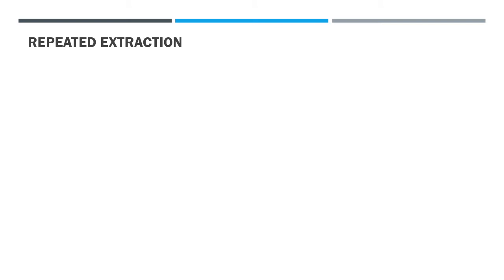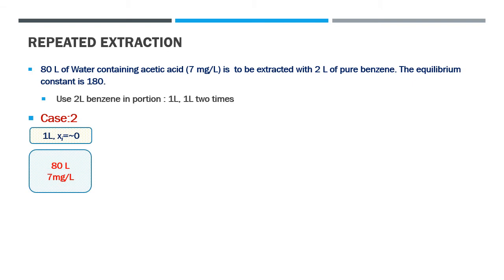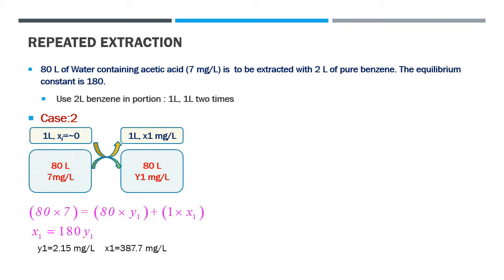Now we're doing the repeated extraction, the same scenario, but 1 liter and 1 liter. We'll be doing it in two phases. For case 2, the first time we are doing it with 1 liter. So 80 liter at 7 milligram per liter is the aqueous phase, and I am taking only 1 liter of organic phase to extract. After equilibrium we assume the concentrations as x1 and y1. Using the mass balance equation, 80 into 7 equals 80 into y1 plus 1 liter into x1, and the x1 to y1 ratio is 180. We can solve these two equations. X1 is 387.7 milligram per liter.